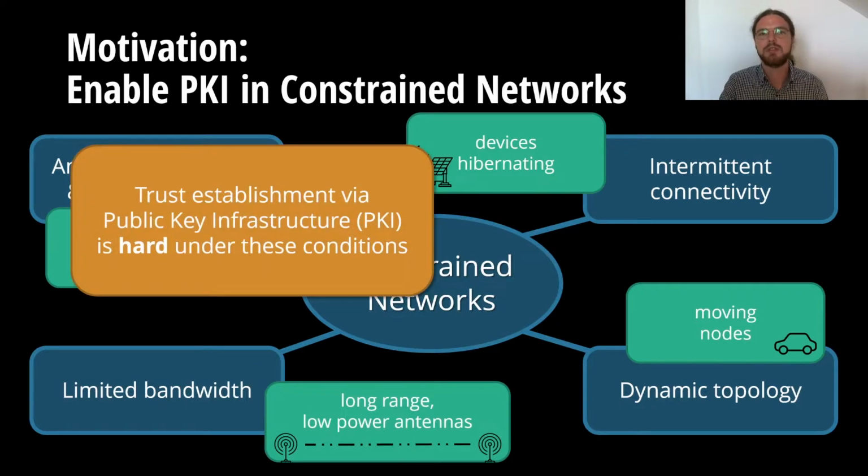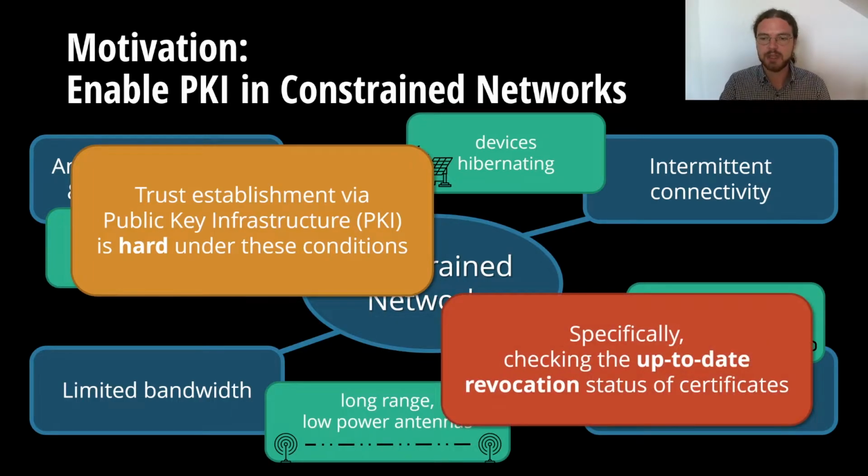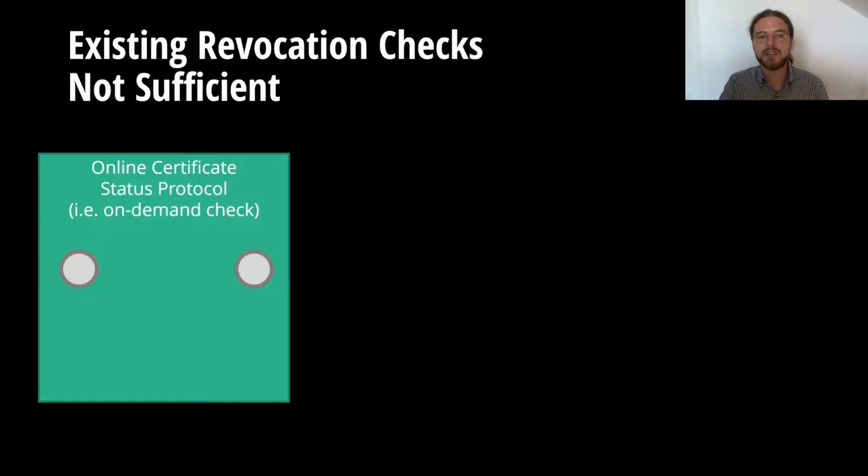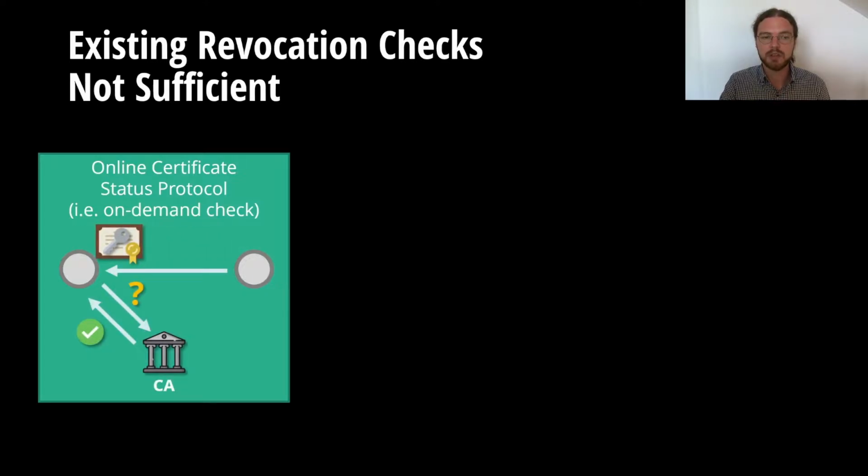So if we want to use trust establishment via a public key infrastructure, it's very hard to do this under these conditions. Specifically, it is hard to check the up-to-date revocation status of certificates. So let's look at some existing revocation checks and why they are not sufficient in this case. For one, we have the Online Certificate Status Protocol, like used in the internet often. If one node sends a certificate to another node, the verifying node will directly check with the issuing certificate authority if the certificate has indeed been revoked or not.